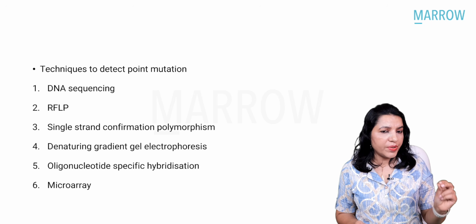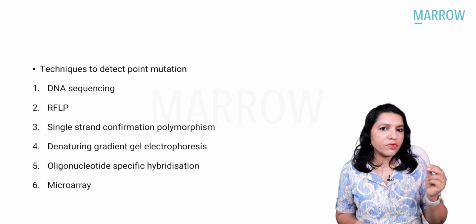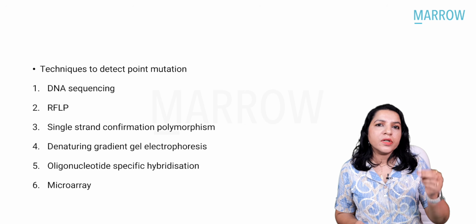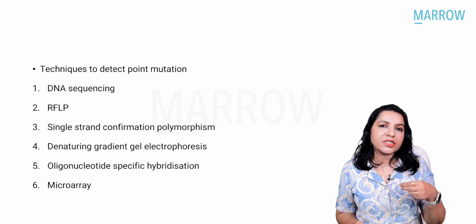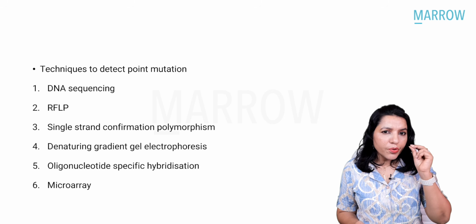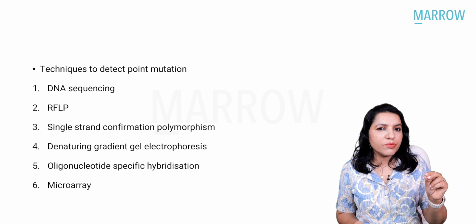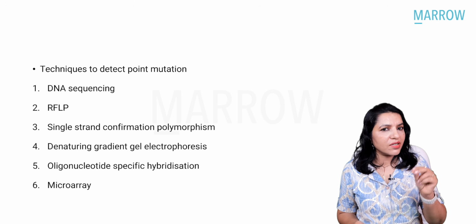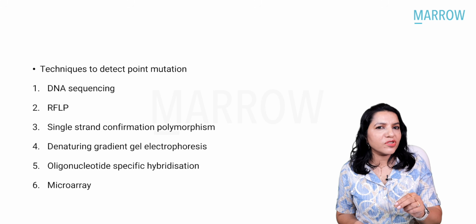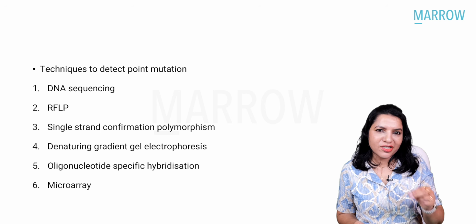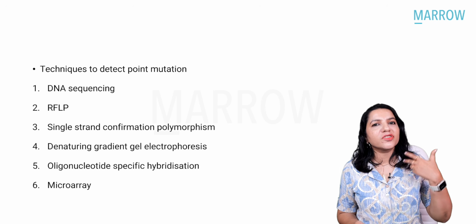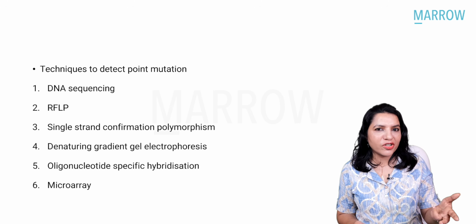Then RFLP. What is RFLP? That is restriction fragment length polymorphism. So, that can also detect a point mutation, provided the restriction enzyme should either create or abolish a restriction site. Please do watch the video for more details about restriction fragment length polymorphism. If I want to explain it here, it takes a lot of time.